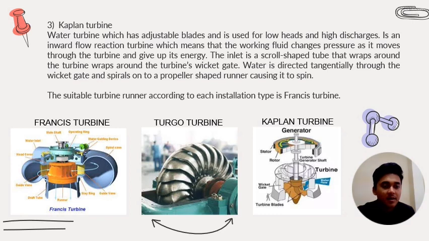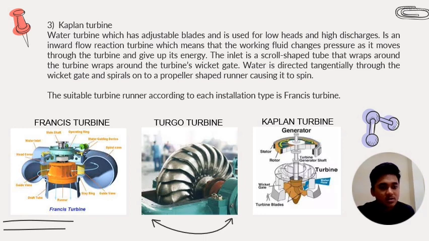The last type is the Kaplan turbine. It is a water turbine which has adjustable blades and is used for low head and high discharge. It is an inward flow reaction turbine, which means that the working fluid changes pressure as it moves through the turbine and gives up its energy. The inlet is a scroll-shaped tube that wraps around the turbine wicket gate. Water is directed tangentially through the wicket gate and spirals onto a propeller-shaped runner, causing it to spin.